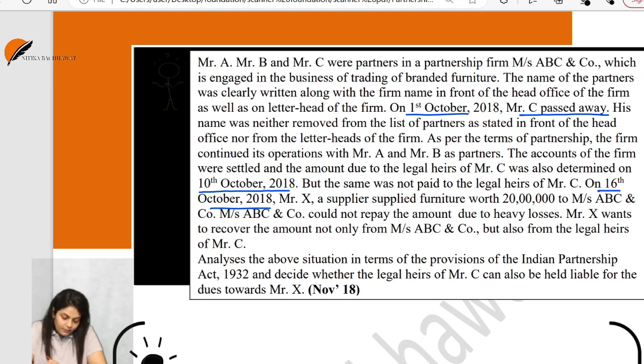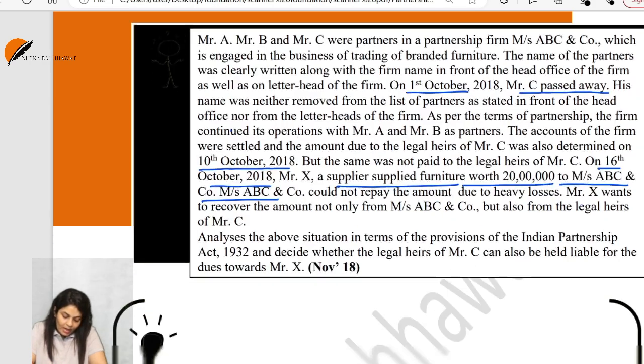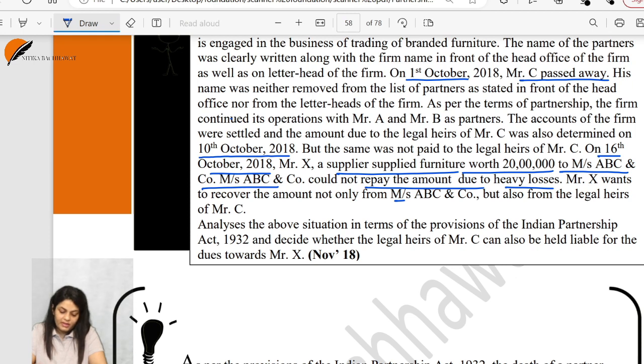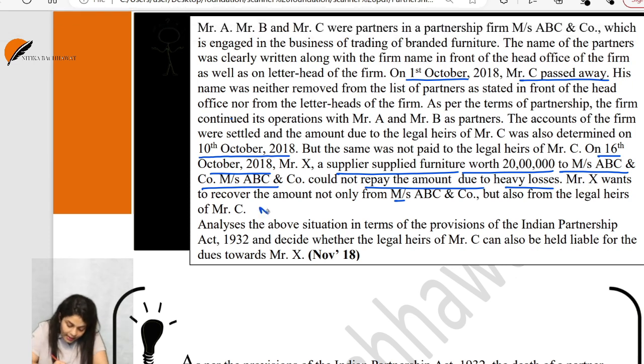On 16th October, a supplier supplied furniture worth 20 lakh to Messrs. ABC and Company. Messrs. ABC and Company could not repay the amount due to heavy losses. Mr. X wants to recover the amount not only from the firm but also from the legal heirs. Are they liable? Not liable.